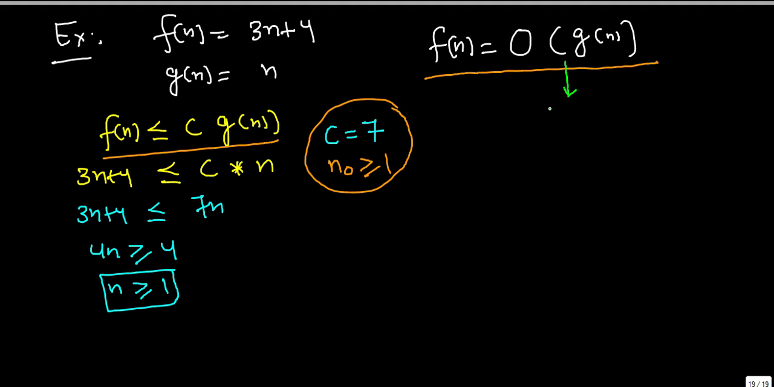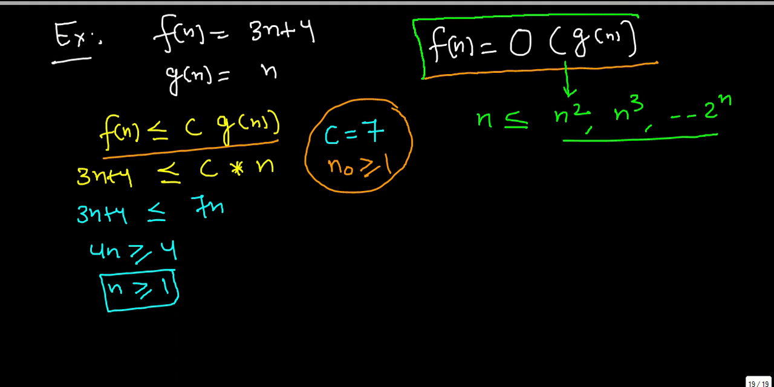If we replace this g(n) with any other function like n square or n cube or 2 to the power n, and all these functions are greater than or equal to n, then for all these functions we can say that f(n) equals big O of g(n), because all these functions are greater than n, and we have found an upper bound on the function f(n), which is n. That means for all the functions which will be greater than n, we can write this notation.